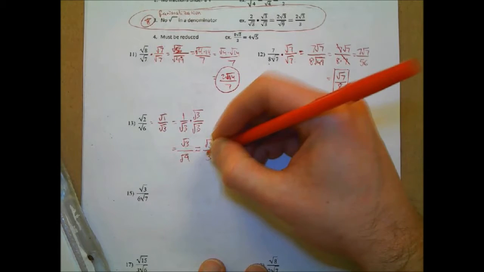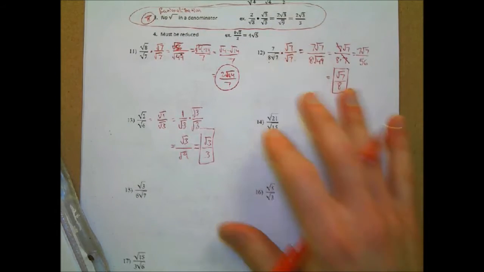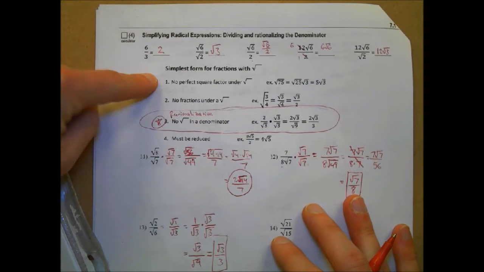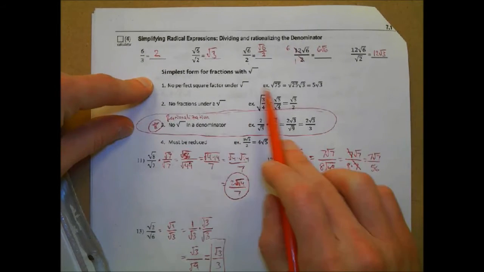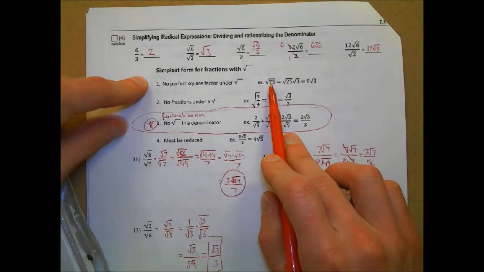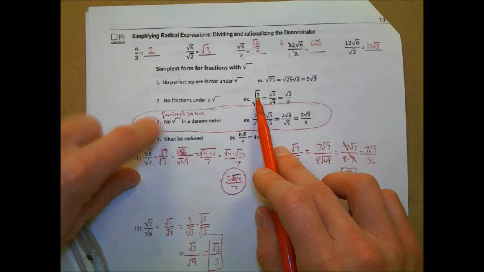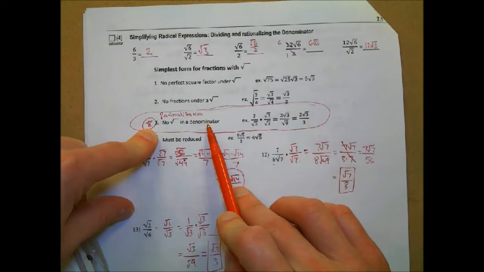Why would we write it this many times? Because we have to simplify. And what does it mean to simplify? We have to make sure all these things are met. There should be no perfect square factors under the square root. That means we shouldn't have any perfect squares we can divide out. There should be no fractions under the square root, which we didn't have. But this is the key one: no square roots in the denominator. And you need to reduce any fractions.